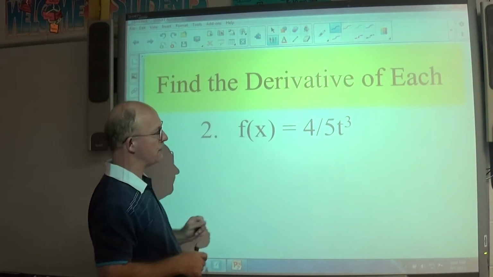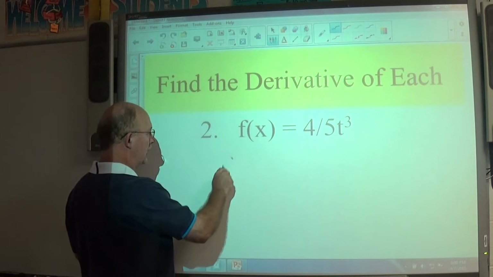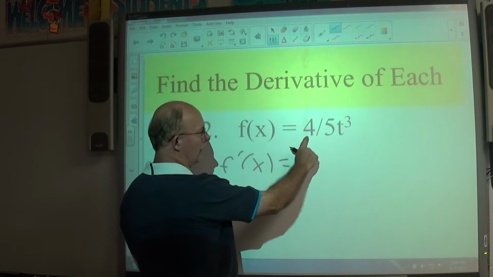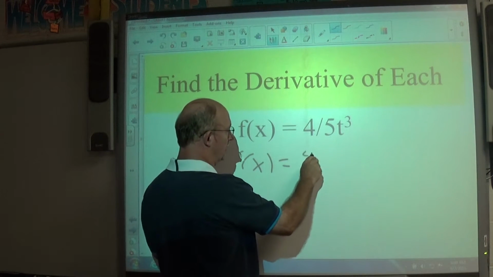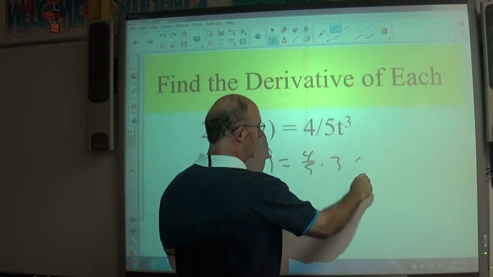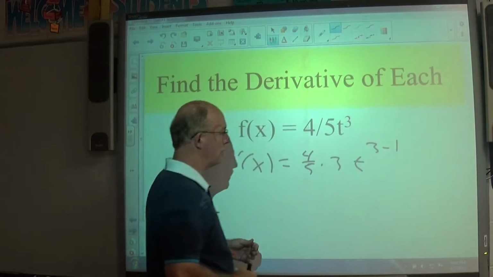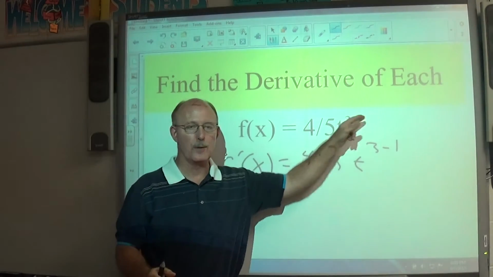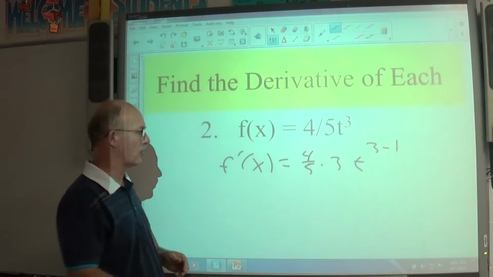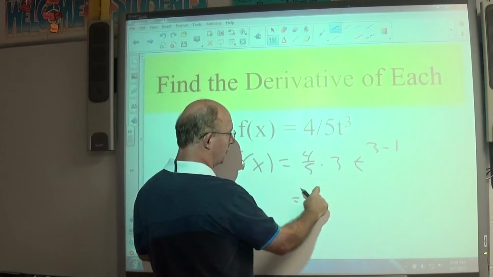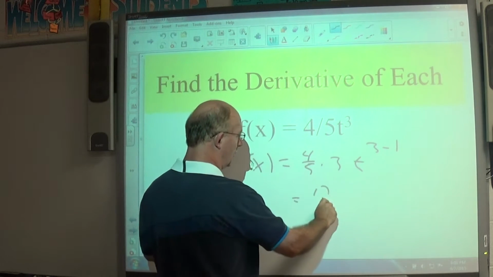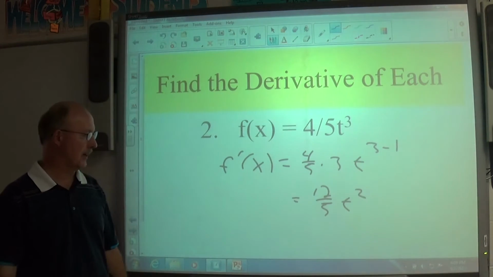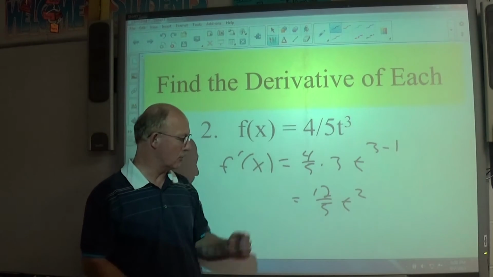Now f of x equals 4/5 t to the 3rd power. As you get your derivative, remember we said 4/5 is your coefficient basically. So it would be 4/5 times 3 times t to the 3 minus 1 power. You bring the 3 down, multiply it by your coefficient, and then subtract 1 from your exponent to get the new exponent on your derivative. Now 4/5 times 3 gives us 12/5 t to the 2nd power, that's your derivative. Once again, this is just the general power rule for derivatives.